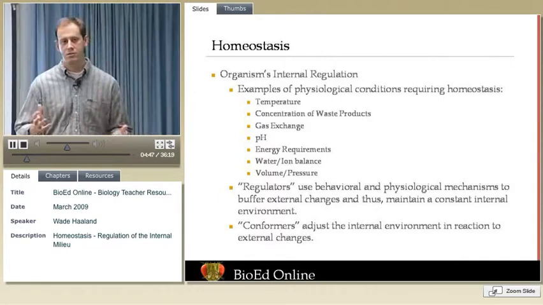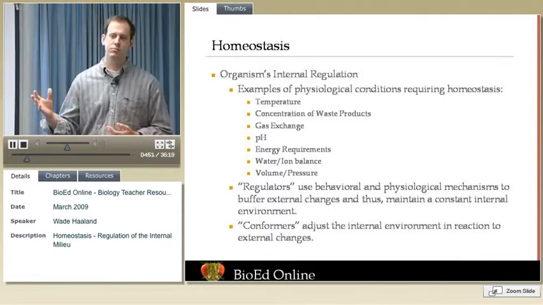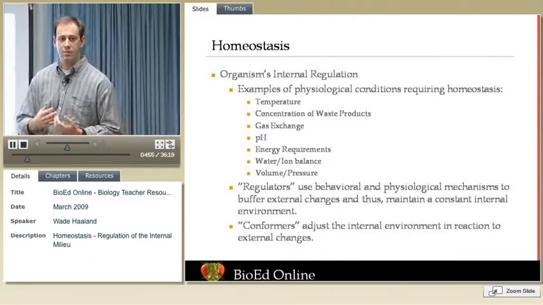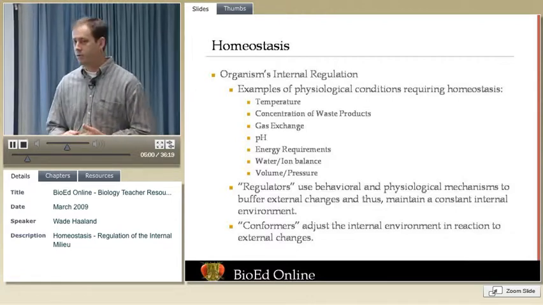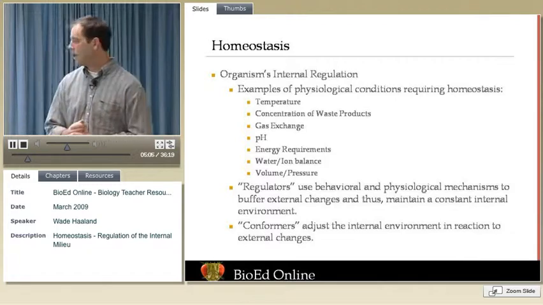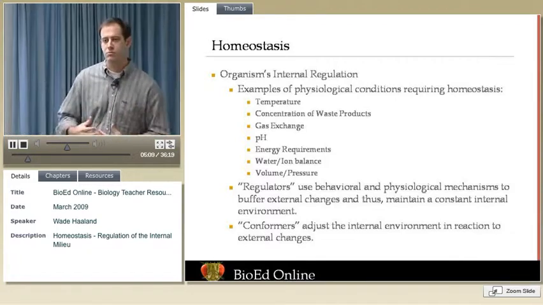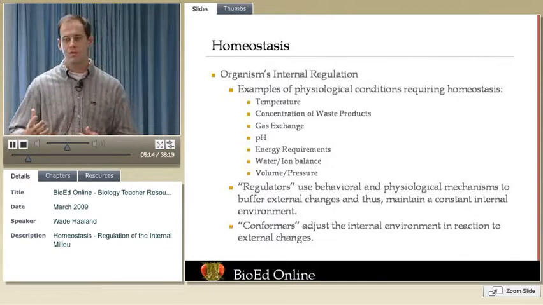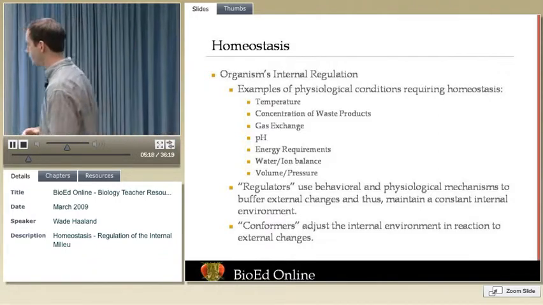If those balances are altered, if we get too high of a carbon dioxide concentration in our blood, we can have severe problems. If we don't have enough oxygen, our brain can die. pH, energy requirements. Obviously, we need energy to do all of our basic tasks. Water and ion balance, volume and pressure, our blood pressure. If we have too many wastes, our blood pressure goes up. Homeostasis is trying to get that back to a normal range.